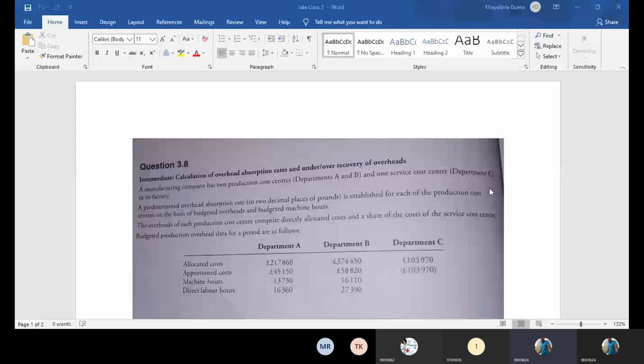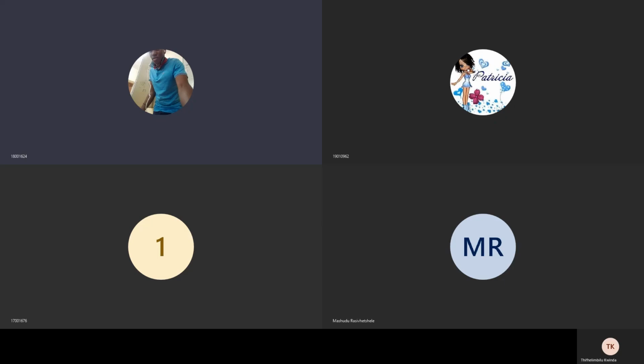So in this case, you are given a question: a manufacturing company has two production cost centers, departments A and B, and one service department C. In its factory, a predetermined overhead rate, to 2 decimal places, in pounds in this example (but do not be confused by the currency, it's not important), is established for each of the production cost centers on the basis of the budgeted overheads and budgeted machine hours.